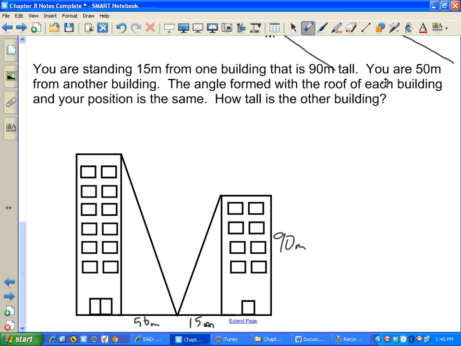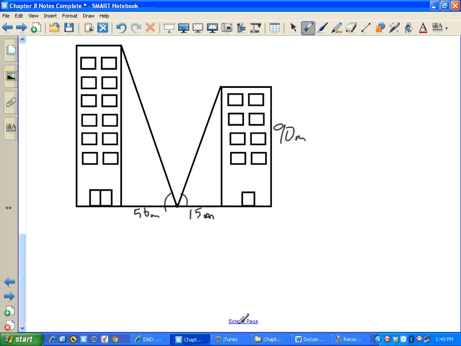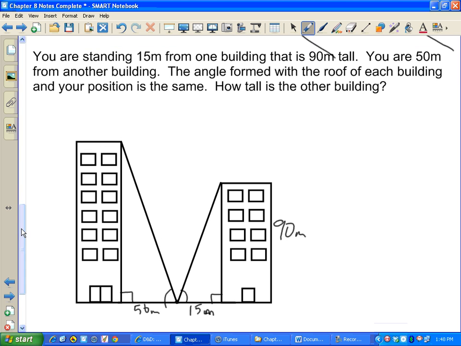Okay, the angle formed with the roof of each building in your position is the same. So the angle formed from me, this is where I'm standing, and the roof. Well, the roof and me make this angle, and it's the same as this one. Now I need another angle, but since this is sitting on the ground, and we don't want the Leaning Tower of Pisa, we want to have right angles there. So I've got angle-angle similarity, so I know that I'm going to have proportional lengths.